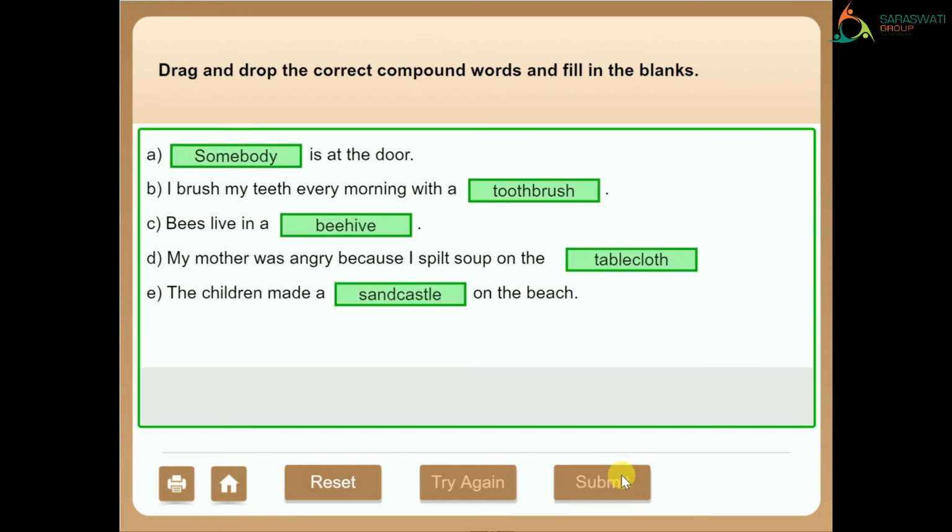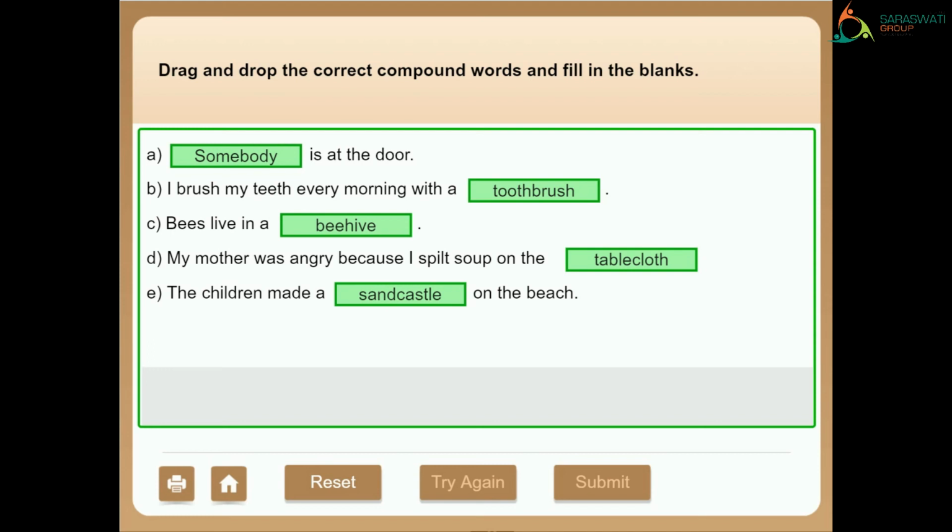Wow! All the words which we have guessed together are correct. Here in the first word, it is showing somebody. So it is made up of two words, some and body, somebody. It is pronounced as not somebody but somebody. And look at the second word. It is toothbrush. Again made up of two words, tooth and brush. Toothbrush.